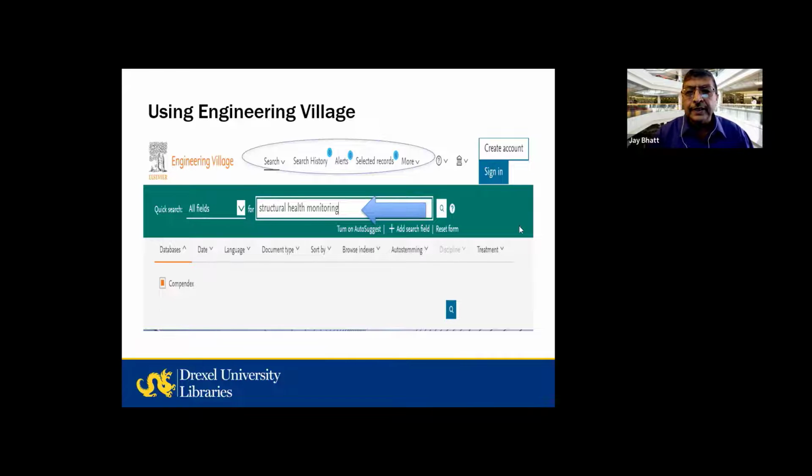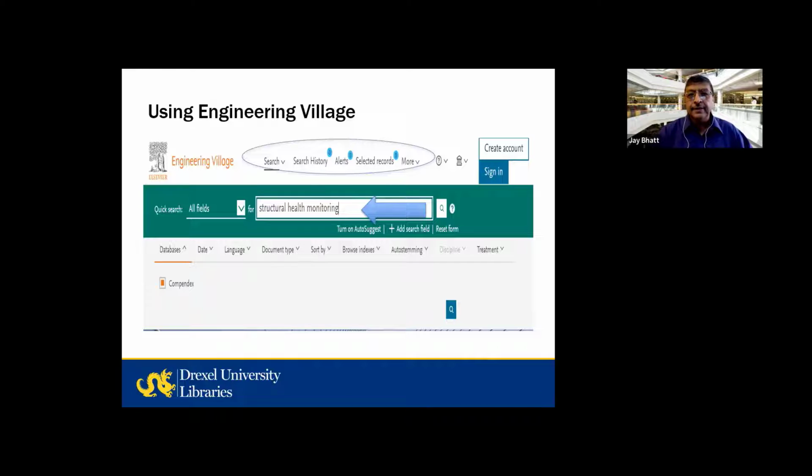Strongly encourage you to sign in, create an account. Why? Because Engineering Village, Knovel, Scopus, they are all published by Elsevier, right? So just one account can be used to access Engineering Village, access Scopus, access Knovel collection of books.